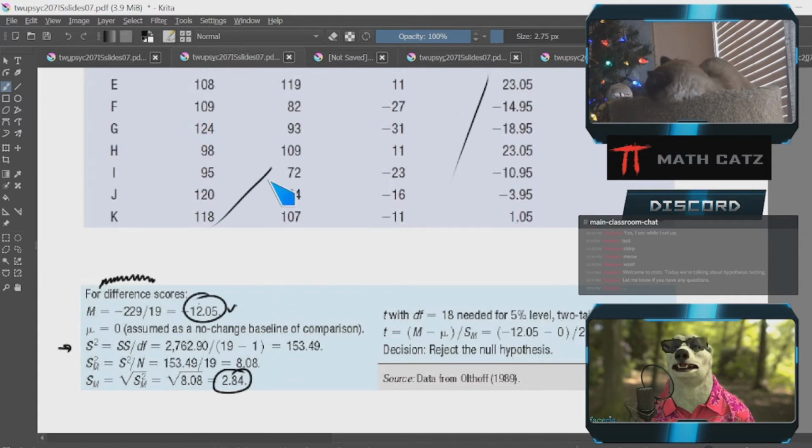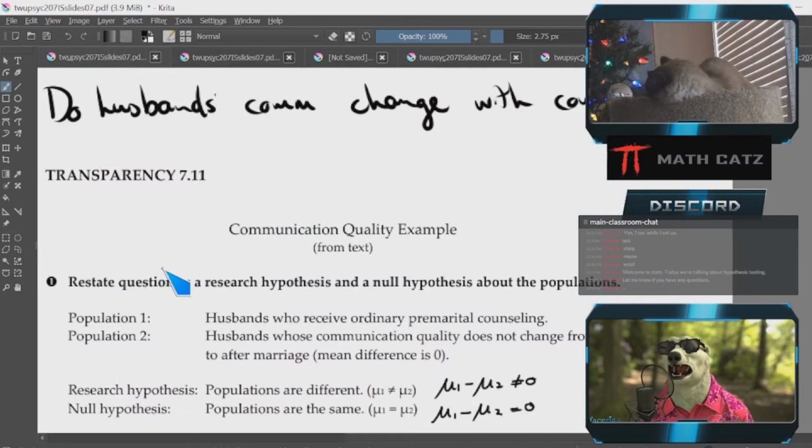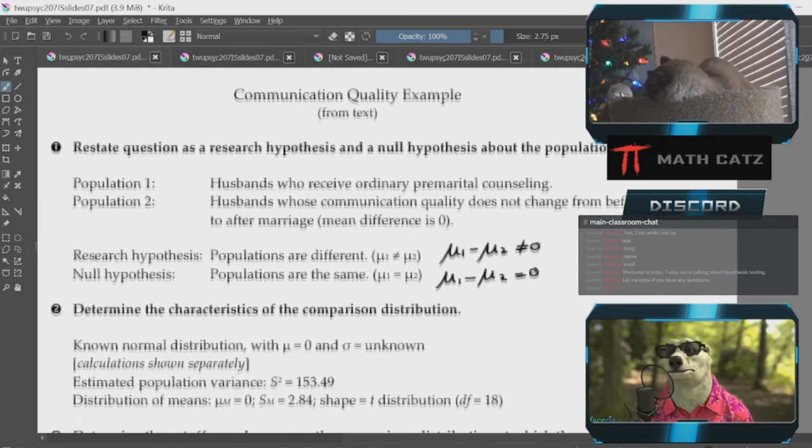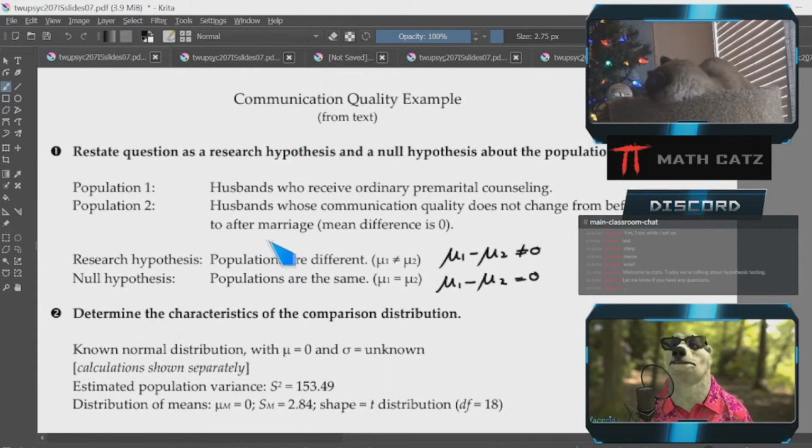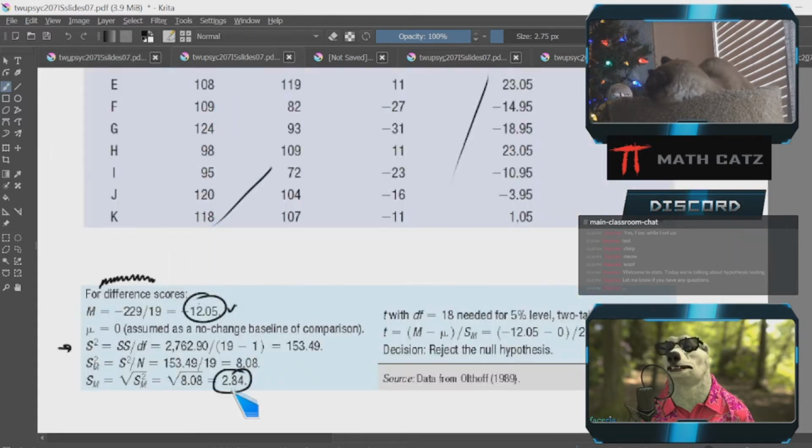So let us go back to the first page. Might be a little zoomed in. We'll see how it goes. So now our comparison distribution is from population 2, but thinking about differences will be when there's no change, which means the mean difference is 0. Sigma was unknown, so we used our sample to estimate it, and we get our 2.84 like we just showed here, right?